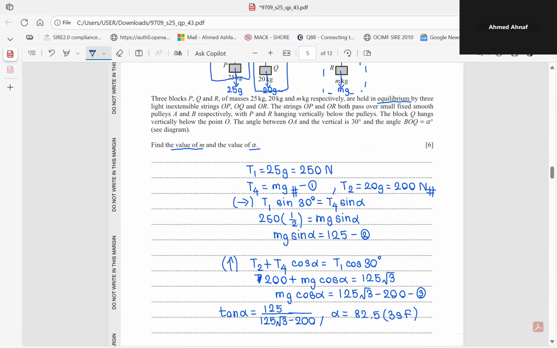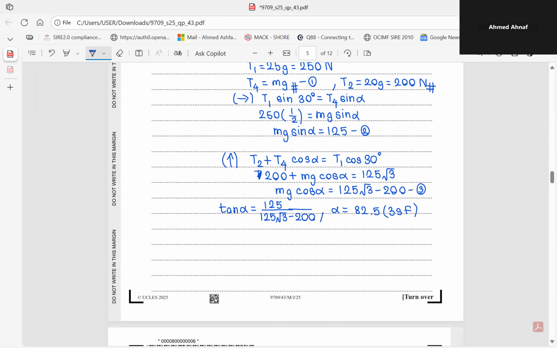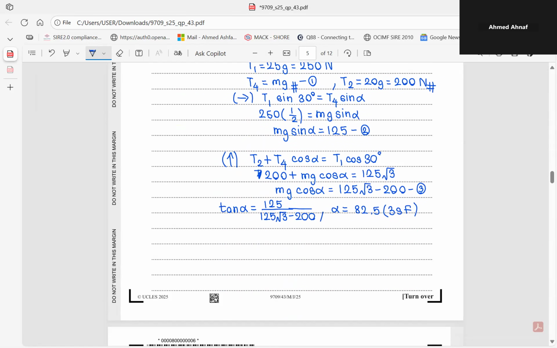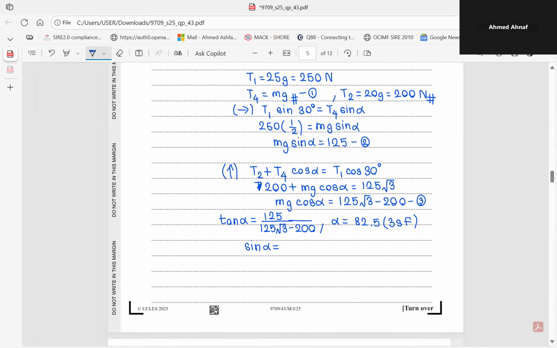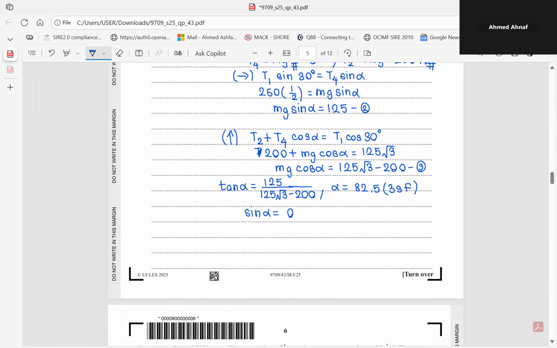All right, now we have to find our m. To do that, we are going to have to find sine alpha, an exact value of it. You can use your calculator for this. Yeah, I got, rounded off to 5 decimal places, 0.99139.